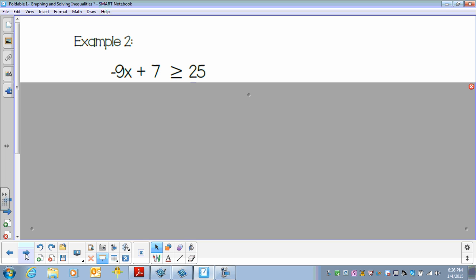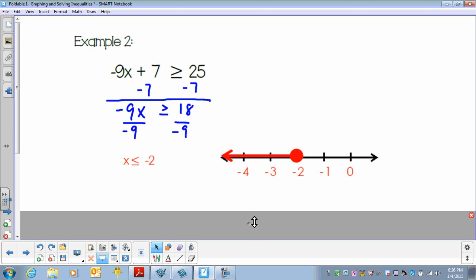Negative 9x plus 7 is greater than or equal to 25. Minus 7 on both sides. Divide by a negative 9, so we need to flip our sign. So x is less than or equal to negative 2.